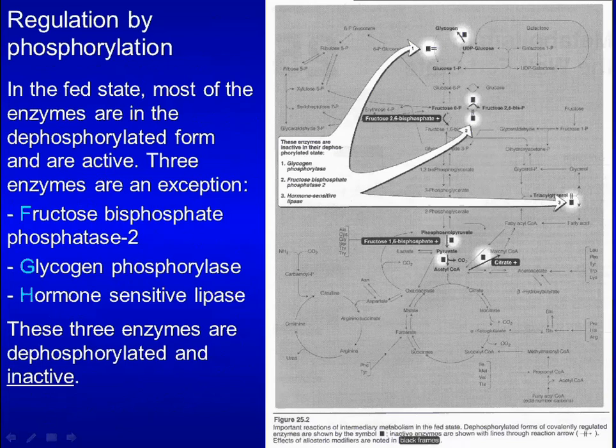They are fructose bisphosphate phosphatase 2 or FBP2, glycogen phosphorylase, hormone-sensitive lipase. These three enzymes are dephosphorylated and inactive. These three enzymes can be summarized in one mnemonic, FGH. It represents FBP2, glycogen phosphorylase, and hormone-sensitive lipase.